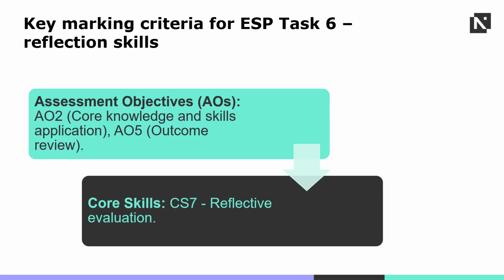So for Task 6 of the ESP, students are expected to apply core knowledge and skills to reflect on their approach, showing how well they met project expectations. This task focuses on students' ability to reflect critically. This means analysing their decisions and actions, linking back to learning outcomes and evaluating their performance. Key criteria here include clear logical reflections that relate actions to outcomes, detailed self-evaluation, and evidence of improvement plans.